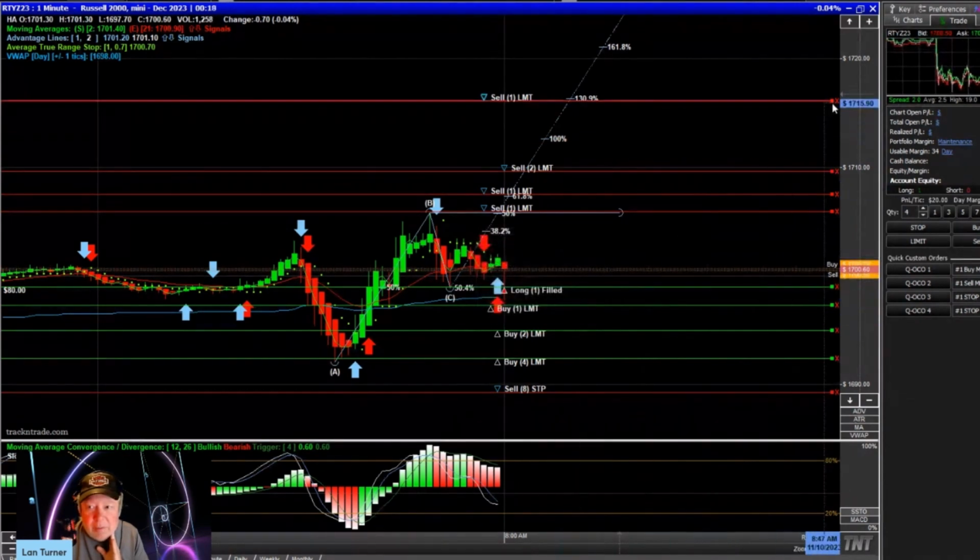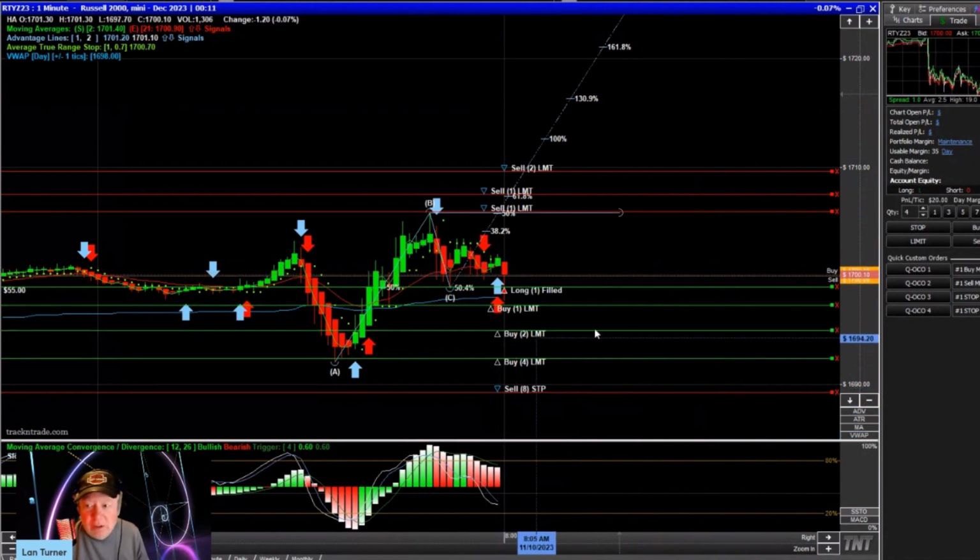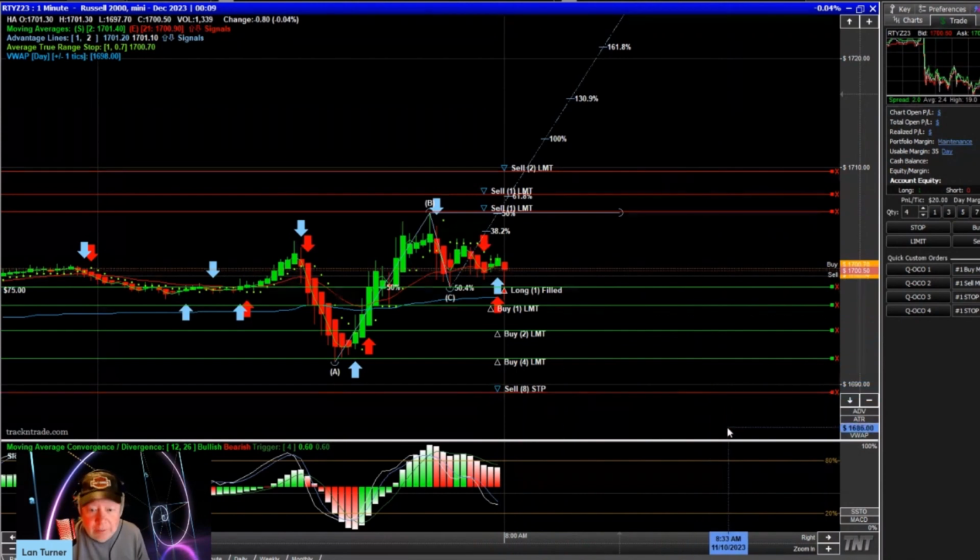That's not going to let me do it. I haven't got enough money to do that many. Can't do both the Christmas tree and the Balaam's ladder at the same time on the Russell with only $37,000.